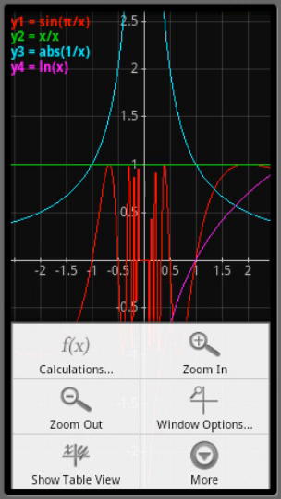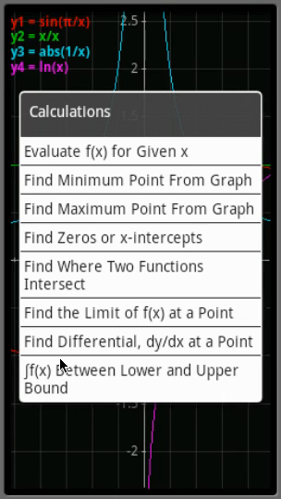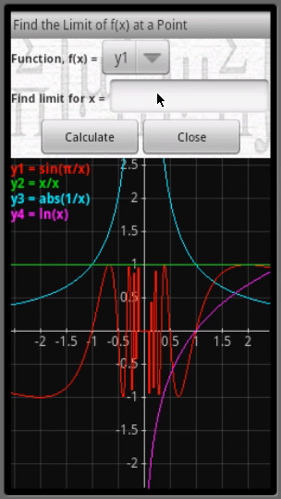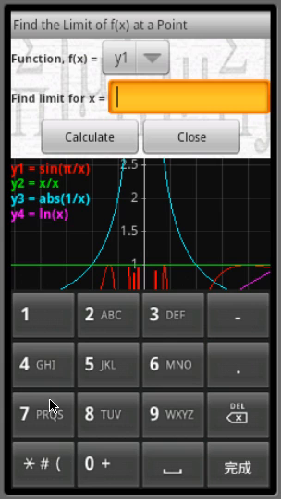So let's use the application now. We go to the calculations menu. We click on find the limit. And again, the point of interest would be 0. Of course, we could find the limit at any point. None of them are quite as interesting as 0. That's why I chose 0. And we're going to try to find the limit of y1. That's the sine of pi over x.